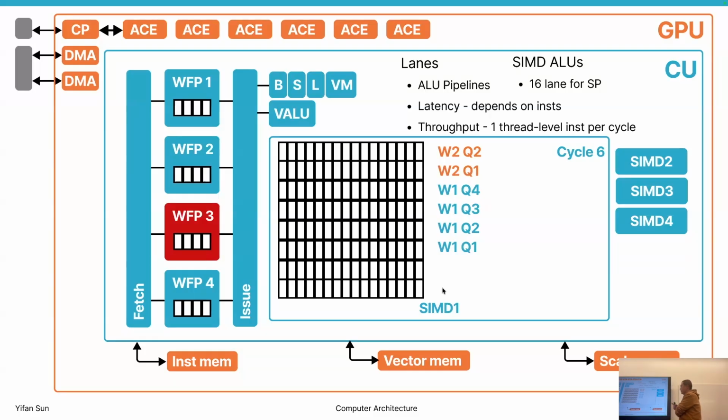Then in cycle 6, we keep going down, right? It's not a coincidence why we have 4 SIMDs. We have 4 SIMDs because the warp size is 64 and we have 16 lanes in each SIMD. In this design, if everything works smoothly, we can fill the whole pipeline without any bubbles. So in theory, we can get maximum performance. It is a very careful design of the SIMD system.